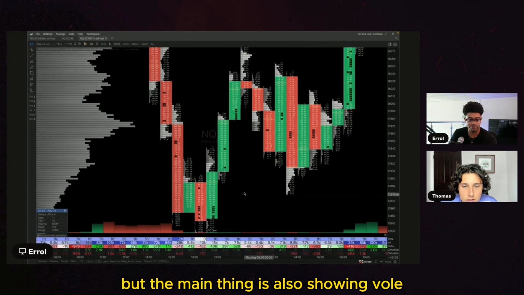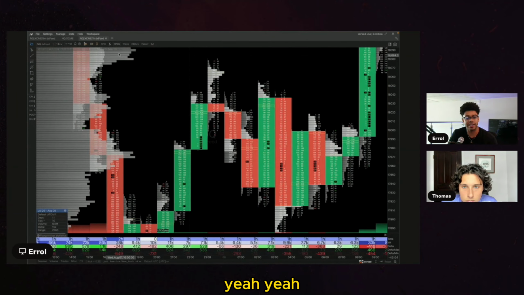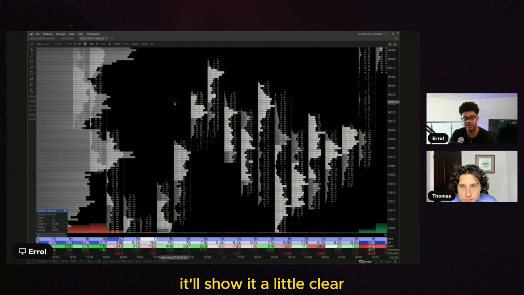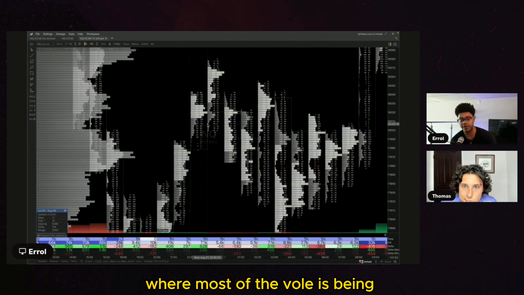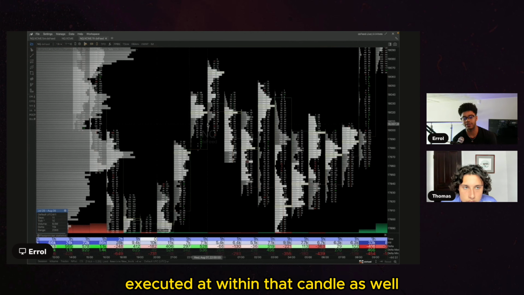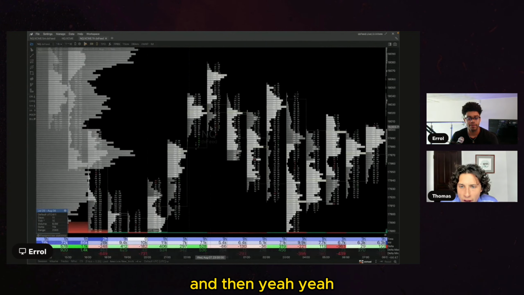And then it's also showing volume. So here, if I change this candlestick type, it'll show it a little clearer. It also shows the volume, where most of the volume is being executed within that candle as well. So that's pretty cool. It gives you a nice little visual.